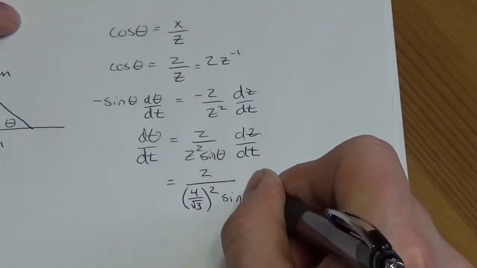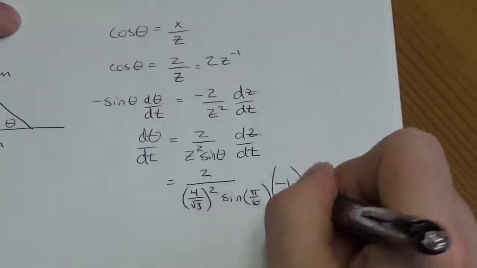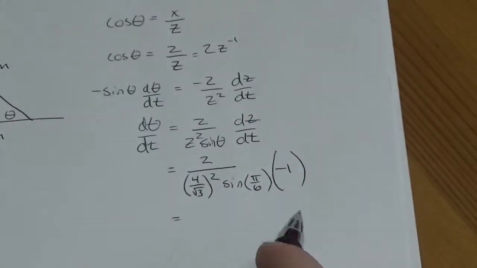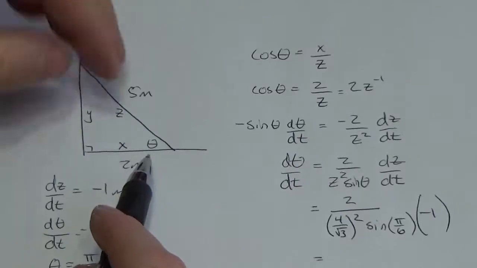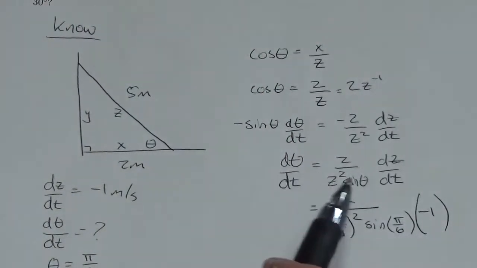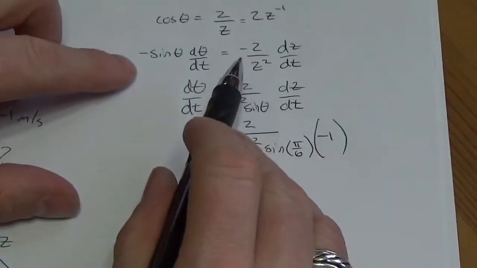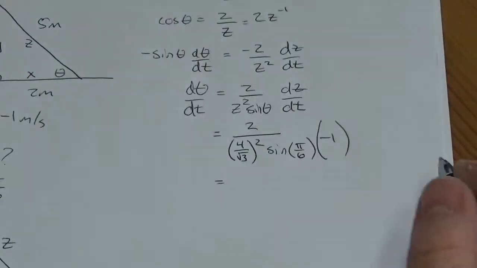Sine of 30 degrees, or pi over 6, and then we're going to multiply by dz by dt, which we know is -1. And actually, I'm glad that popped out here, because I know that that angle is going to change, and it's going to get smaller. As that ladder slides down like this, that theta is going to become a smaller value, so I need its change to be negative. The two negatives here canceled, so I needed there to be another negative to pop out, and there it is.